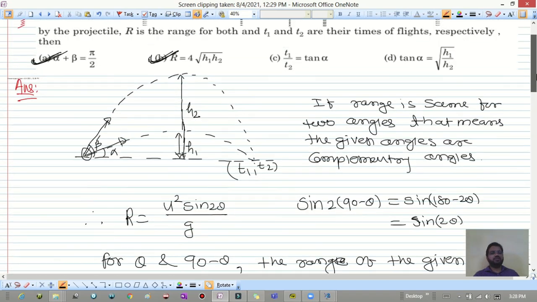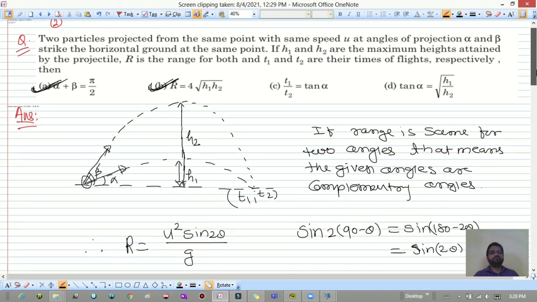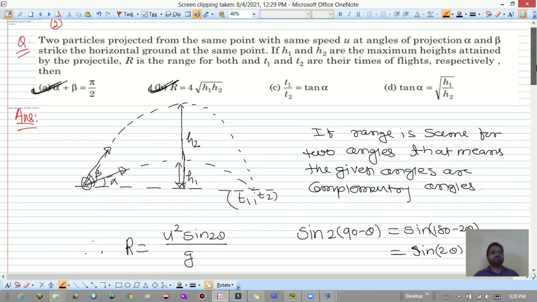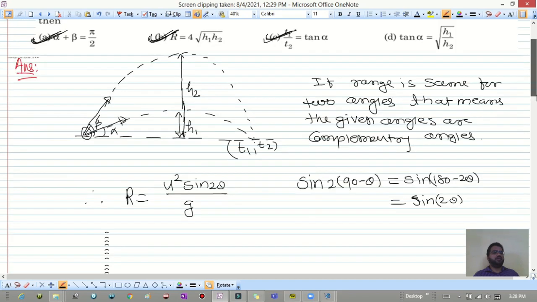So as you can see over here, this is given tan theta as t1 by t2. Yes, tan alpha. So you can consider one as alpha, other as 90 minus alpha, right? If you consider alpha, then it must be 90 minus alpha. So this is also true. Now we want tan alpha as root of h1 divided by h2.